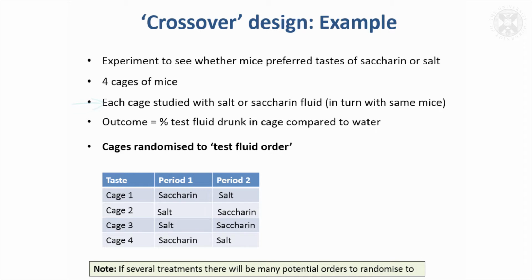But the key thing about a crossover study is you give it in a random order. You don't always give saccharin first, salt second. You mix it up a bit just in case there's any biases due to the order effect. Definitely think about the crossover design if you're going to give different interventions to, say, an animal over time. Don't always do it in the same order unless there's a particular reason to.